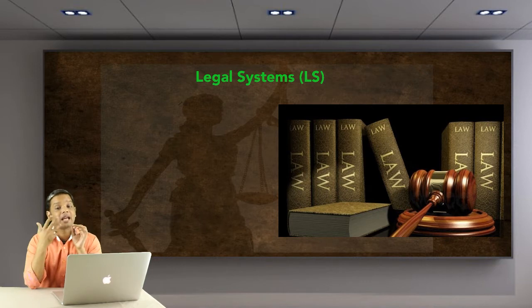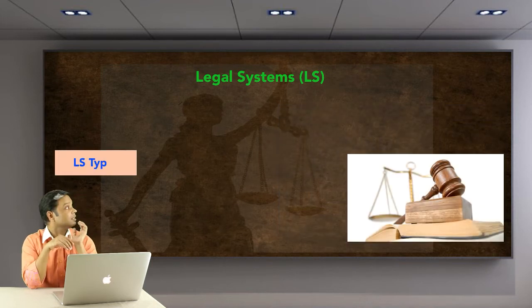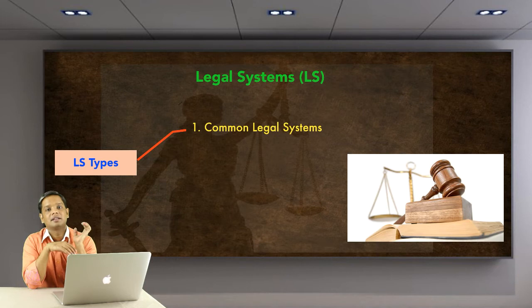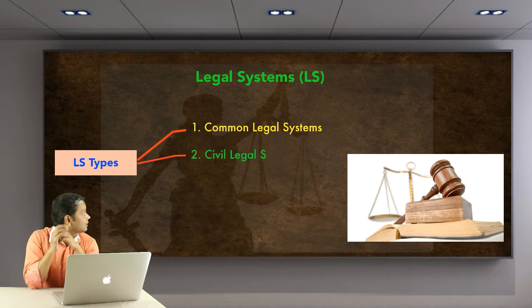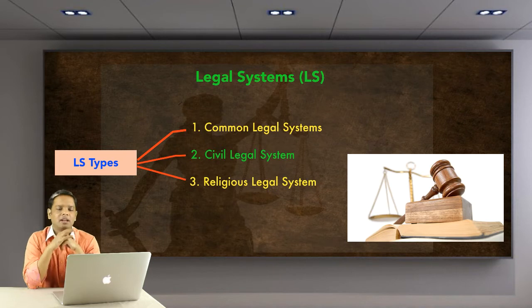Based on those approaches we have three legal systems. Basically we have two, but a third one was added, and that is also equally valid. It's not something auxiliary, not at all. That is equally valid. Let's check it out. The first one, as you can see here, is the common legal system. The second one is the civil legal system, and the third one is the religious legal system. Likewise, we have three legal systems.